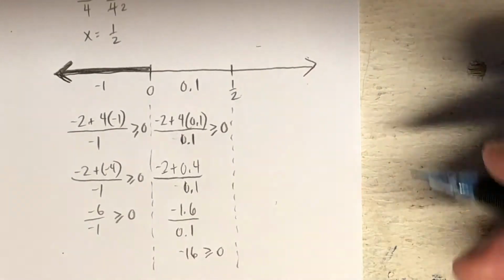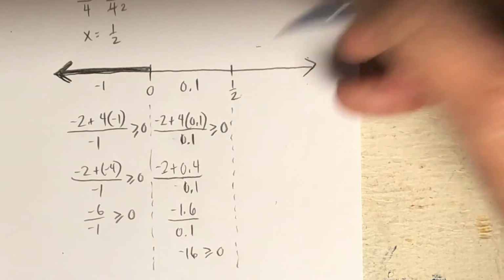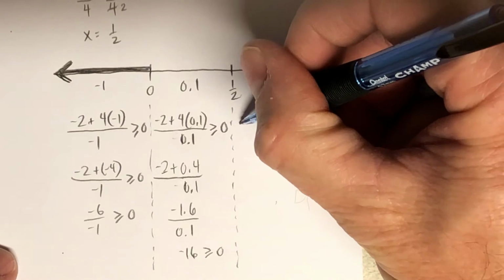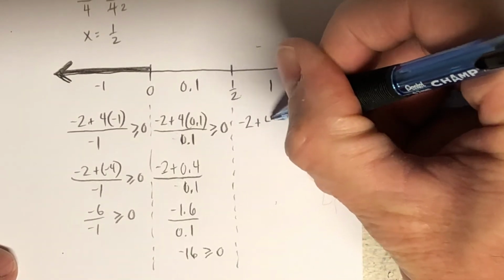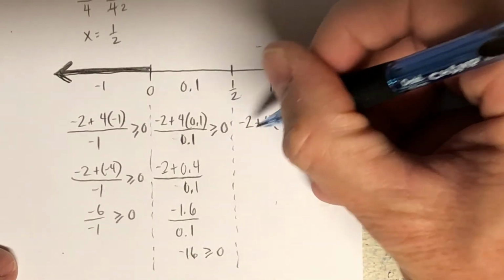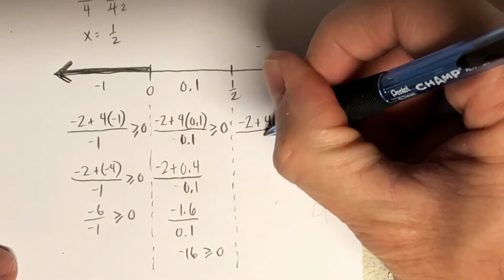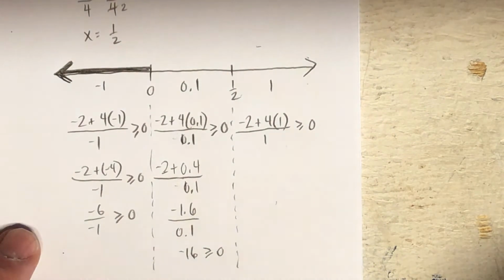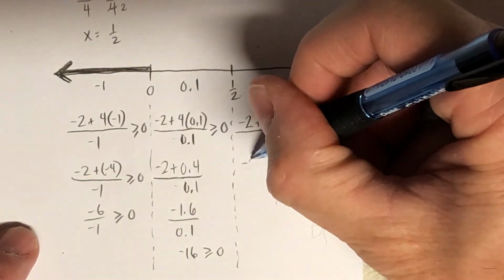Let's do the last interval here. Let's say we plug in anything greater than 0.5. Let's do 1. You can do 2 or 3 if you want. But we'll do 1. And so we get what here? We get plugging in 1, we get this right here. True or false? Again, we figure out what the top's equal to first.